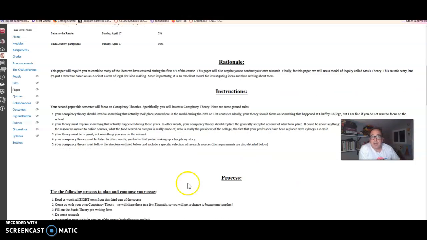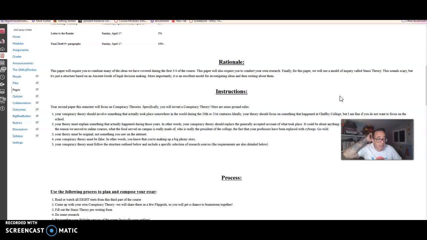Anyways, as I note here, this paper will require you to combine many of the ideas we've been talking about for the first 3 quarters of the course. Again, especially in the first and second part of the course, but going all the way back to the first. We're going to be using something called Stasis Theory to organize and write this paper. Now, if you watched the concept quiz already, you'll know a little bit more about stasis theory.